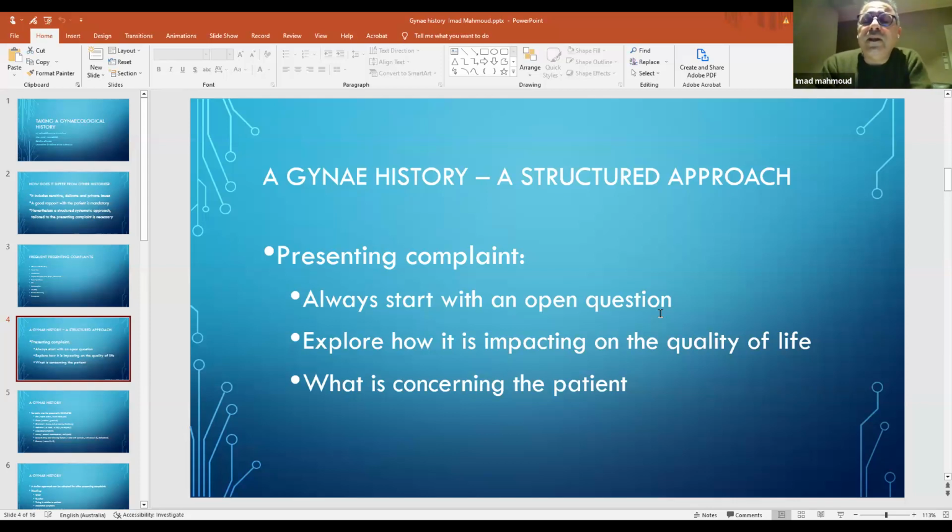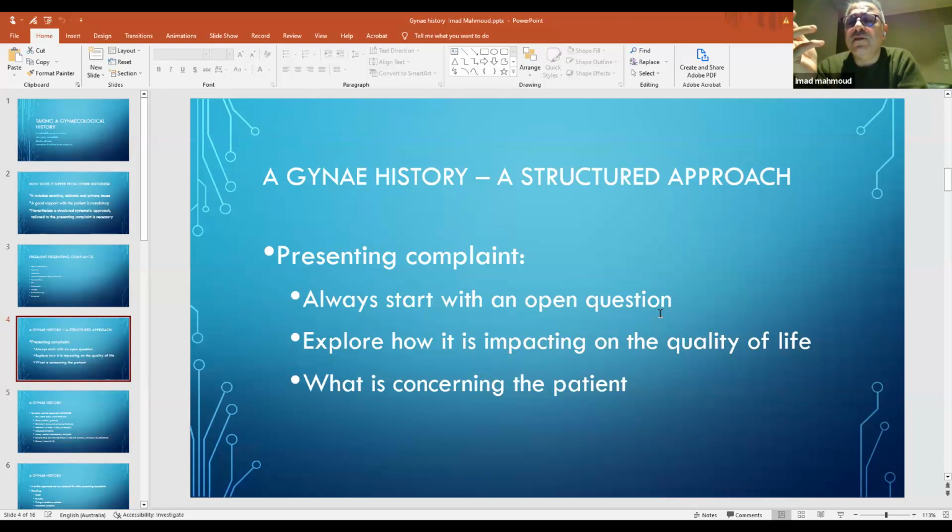And when they say to you, I'm coming with this problem, whether it's pain or bleeding or incontinence or vaginal prolapse or infertility, then you need to see how this problem is impacting her life. Is it affecting her daily life? Is it affecting her work? Is it affecting her sleep? Is it affecting her relationship with her partner? And what's her main concern?